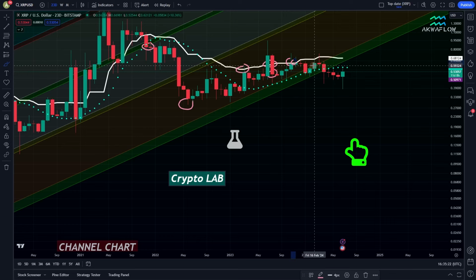Then we went sideways. We tried again to pierce the line and to close above it, but we have a strong rejection again, and we went to the downside. This shows that since November 2021, XRP has not been able to go above this white line and to use it as a support. For example, here you see we went above the white line and we used it as a support with this candle before going higher.